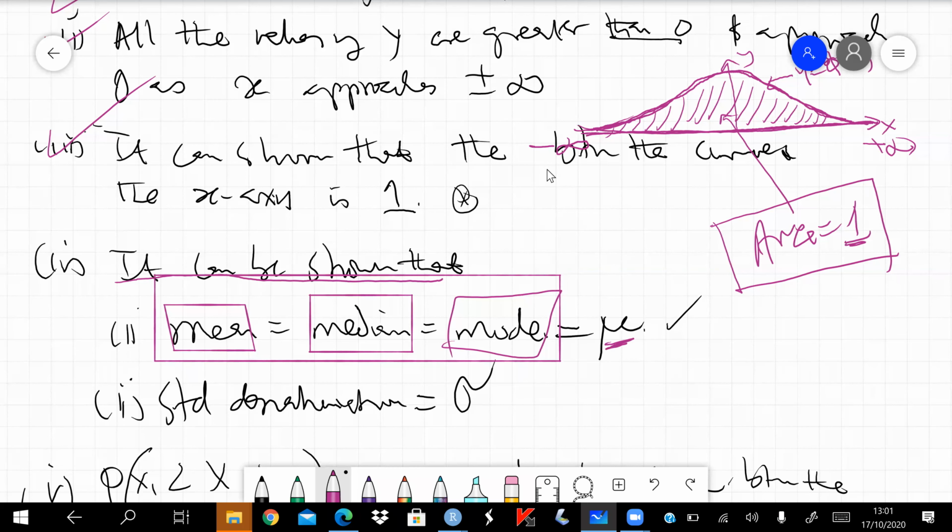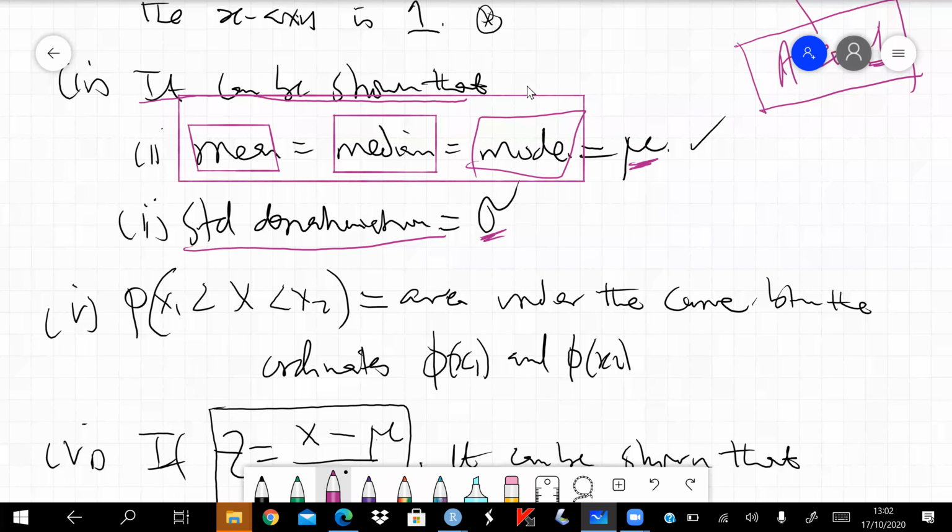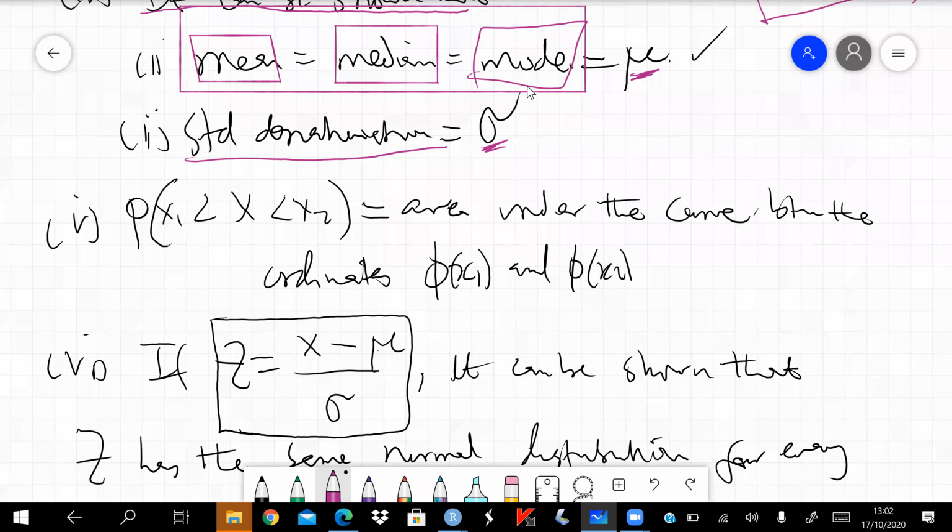They are equal to the parameter mu. Then it can also be shown that the parameter sigma is actually the standard deviation of that distribution. Then property number 5 is a very important feature because this is what clearly differentiates, or is a very distinctive feature between a discrete and a continuous distribution.